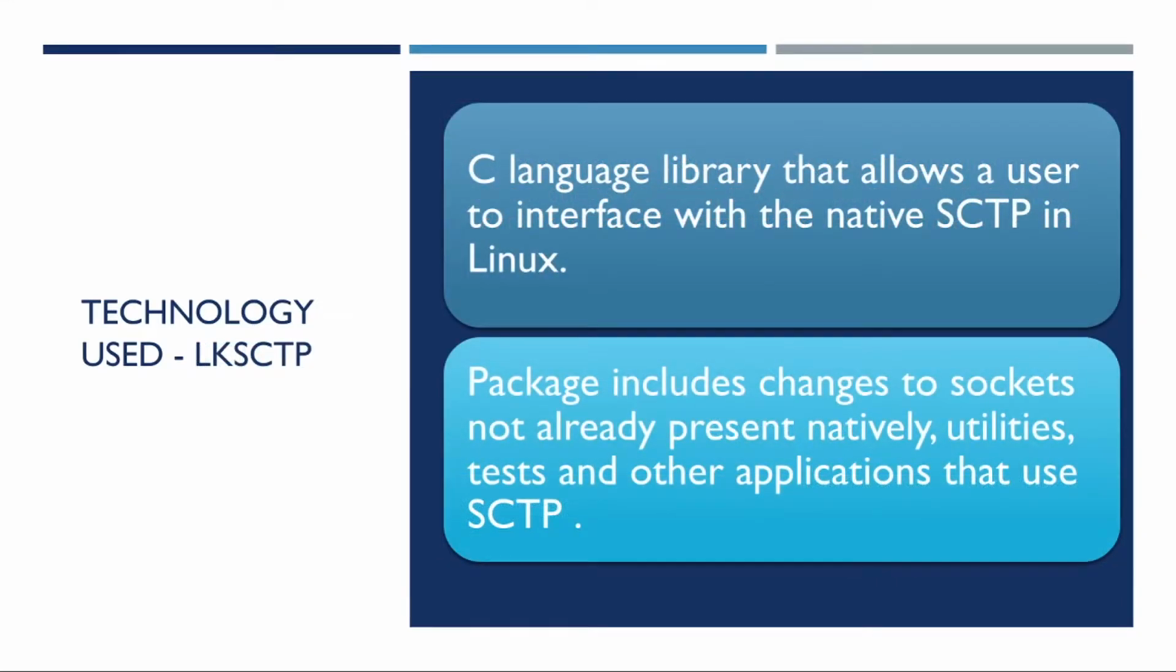The next technology I used was LKSCTP, the Linux kernel module. It is a C language library that allows a user to interface with the native SCTP in Linux. Linux automatically has native SCTP support, but the Linux control module allows a user to interface with it more easily. It has multiple different packages in it written in C that you can run as scripts in order to better use SCTP with easier function. This package includes changes to sockets not already present natively, utilities, tests, and other applications that use SCTP.